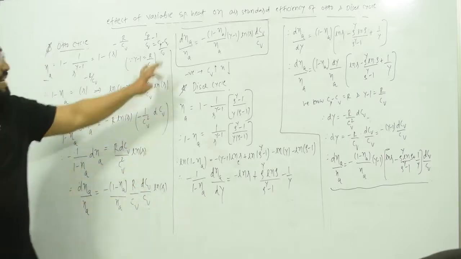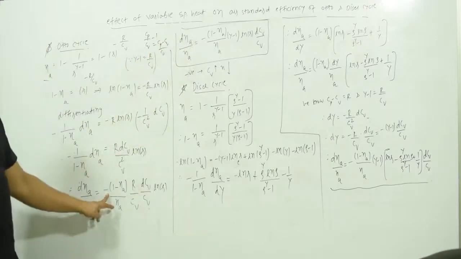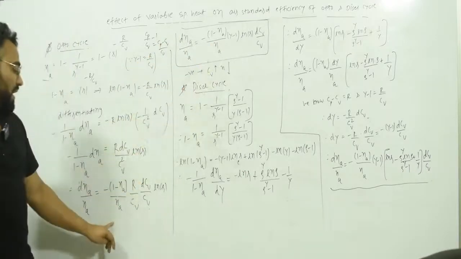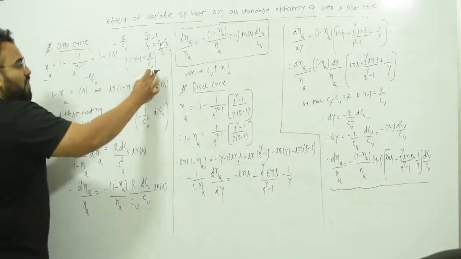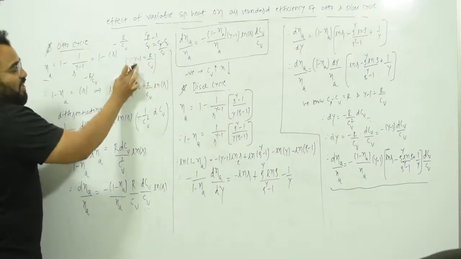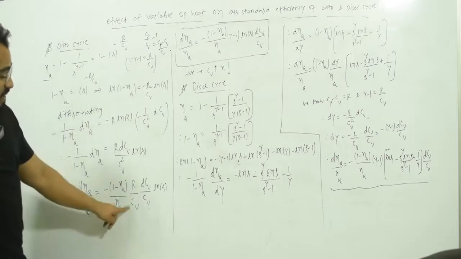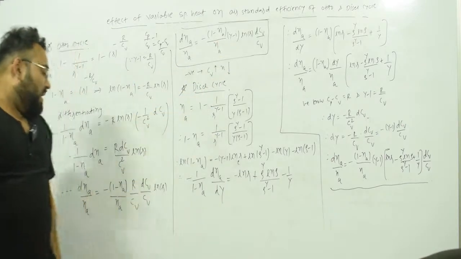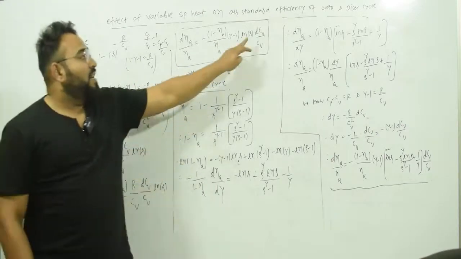Now therefore d eta A upon eta A minus 1 minus eta A upon eta A. Now you know that in place of R upon Cv can I write gamma minus 1, because gamma minus 1 is equal to R upon Cv. So in place of R upon Cv I have written gamma minus 1, and this will remain as it is: ln r dCv upon Cv.